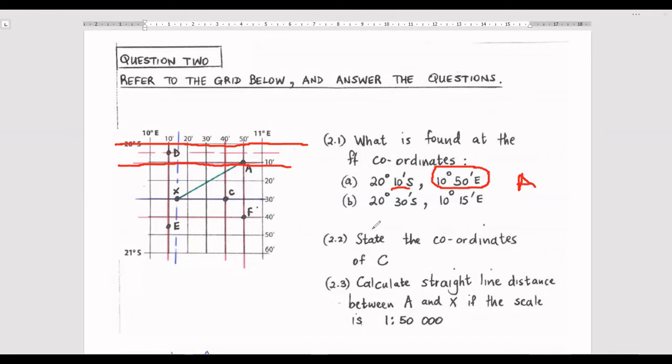Feature or letter A. But let's go and check. 10 degrees south and 50 minutes east. So it's 10 degrees longitude, there's our line here, but it's more than 10 degrees. We're now going to 10 degrees and 50 minutes. So there's a line here. And on that line, where the two lines intersect, the one that we've drawn that way and the one that we've drawn that way, there's our feature, letter A.